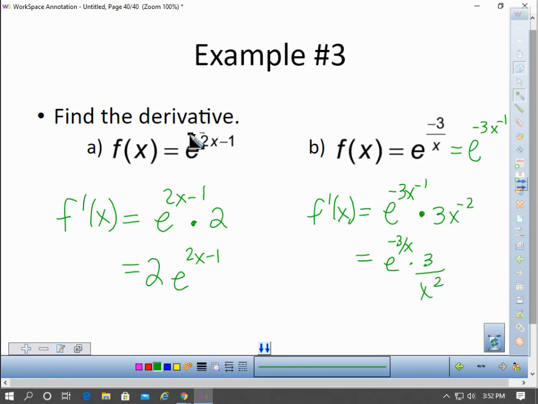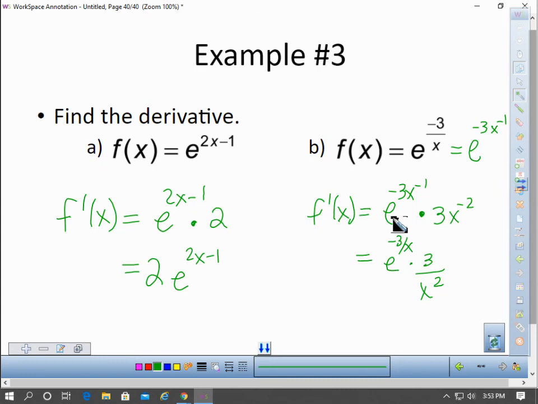So just remember, any time that you take the derivative of e, it's all of the stuff you're looking at, all of that e raised to that power, and then just multiplied by the derivative of its exponent. That's how you take the derivative of e. And I know you thought that was really easy last time, so it shouldn't be any problem this time.